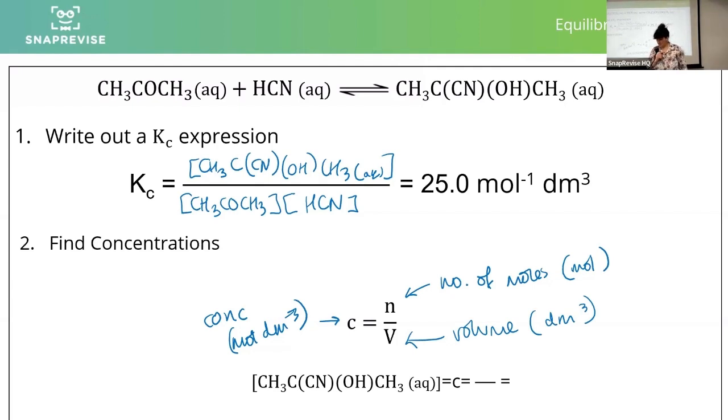In the question, we were told that the total volume of the solution is 5 decimeters cubed, and we're trying to produce 1 mole of the product at equilibrium. So the concentration of my product is 1 mole in a volume of 5 decimeters cubed, so 0.2 moles per decimeter cubed. That's the concentration of my product. Now, how do I work out the rest?